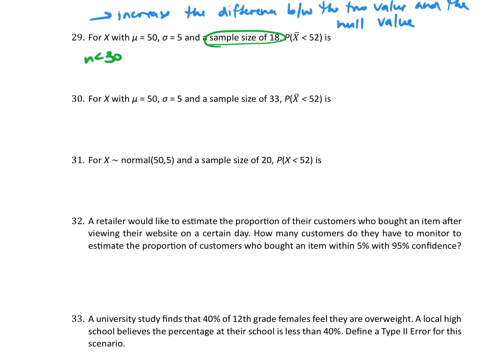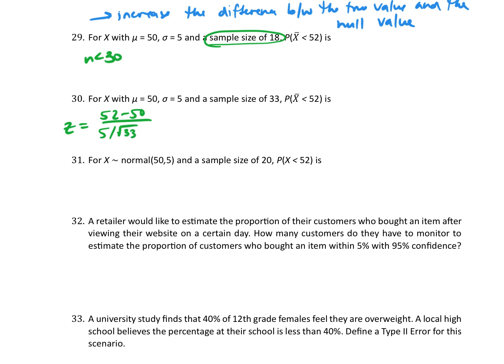Okay, how about number 30? For x with mu is 50, sigma is 5, and a sample size of 33, find the probability x is less than 52. So, remember z is 52 minus 50. Because it does not tell me it comes from a normal distribution, the bottom is 5 divided by the square root of 33, the square root of n, okay?